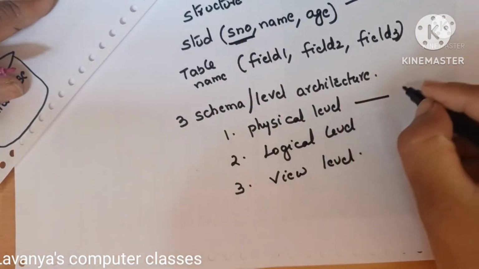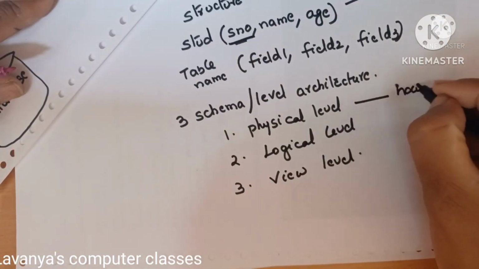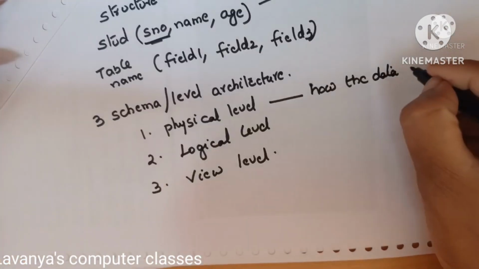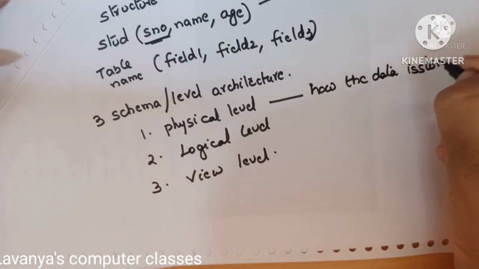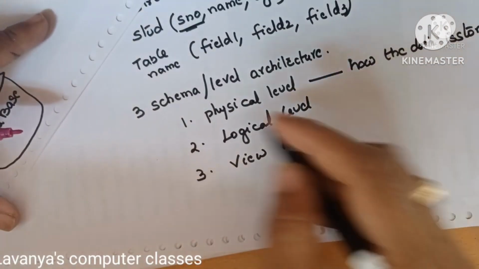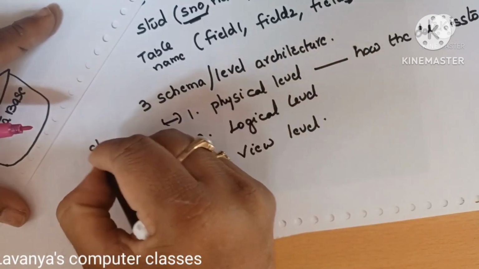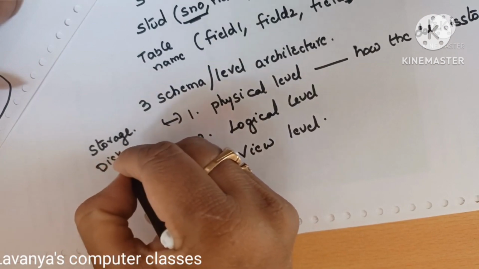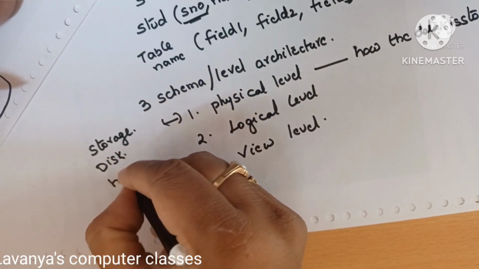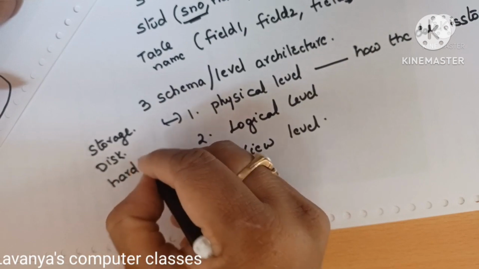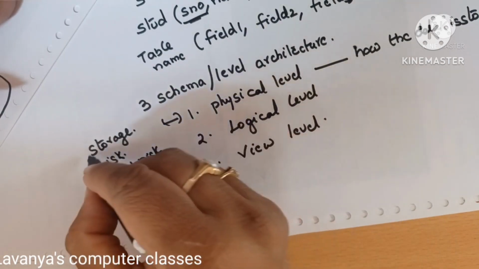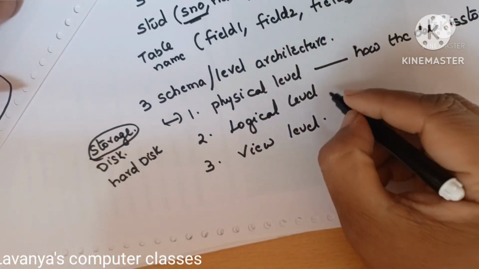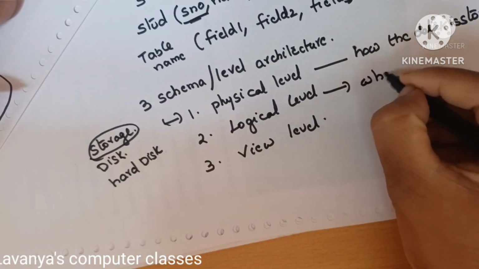Okay. The physical level totally concentrates on how the database is stored: how the data is stored, where the data is stored. It describes the physical storage structure of the data. It mostly concentrates on storage devices only, all about the storage areas. Physical data is totally concentrated on the storage devices only. Everything physically. The second one is the logical level.